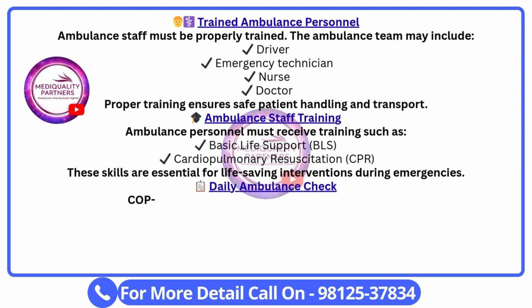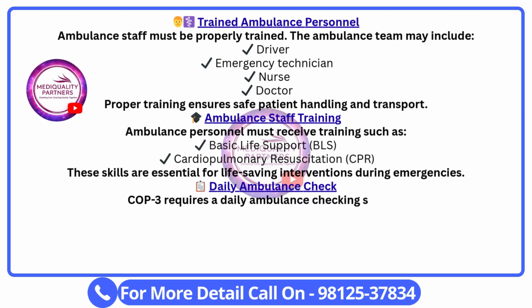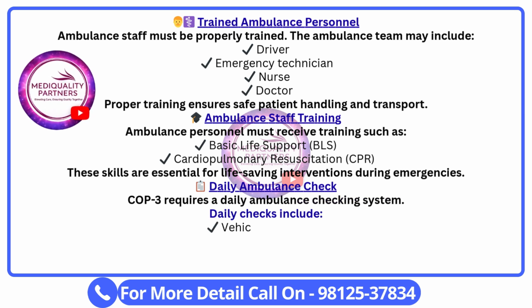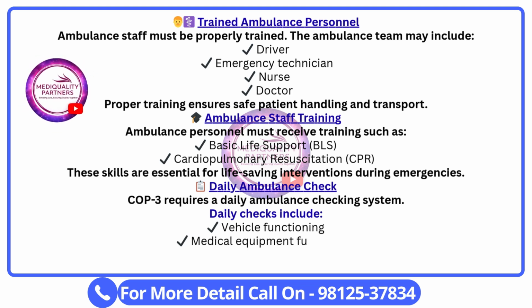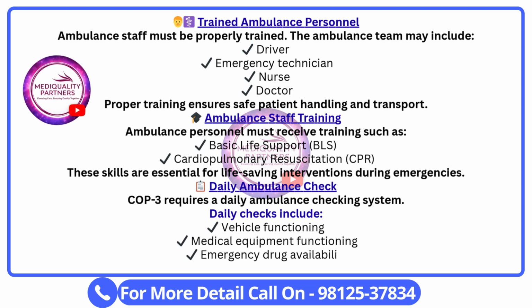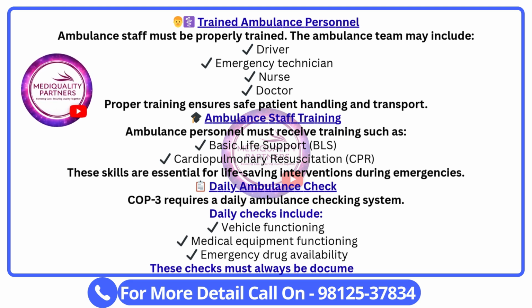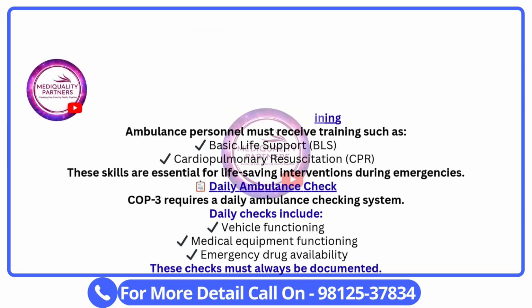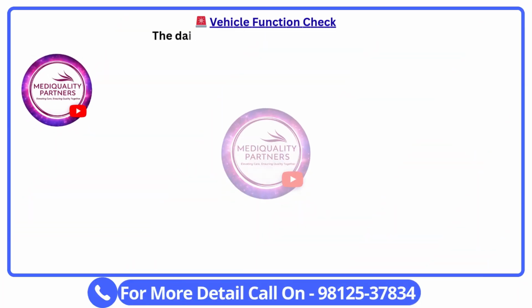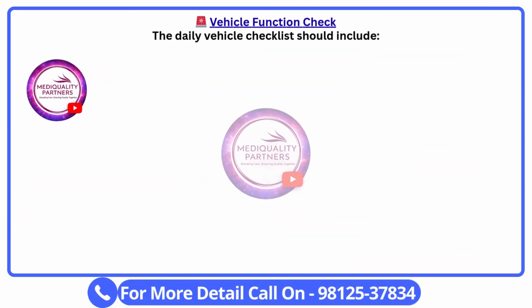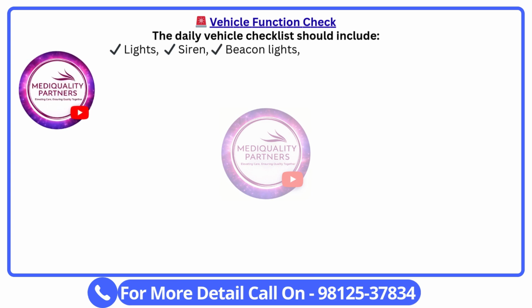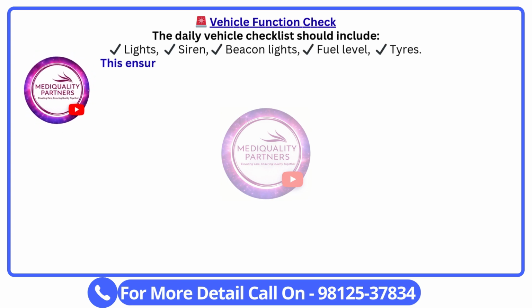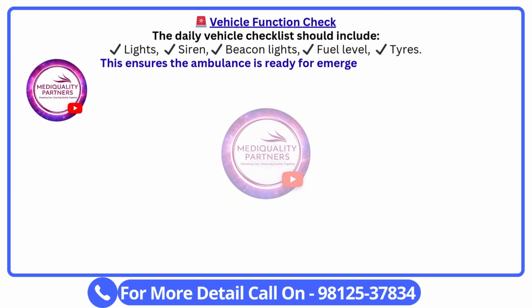Daily ambulance check. COP-3 requires a daily ambulance checking system. Daily checks include vehicle functioning, medical equipment functioning, emergency drug availability. These checks must always be documented. Vehicle function check. The daily vehicle checklist should include lights, siren, beacon lights, fuel level, tires. This ensures the ambulance is ready for emergency response.